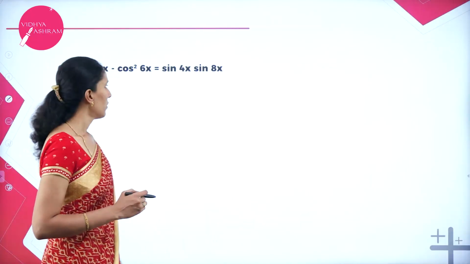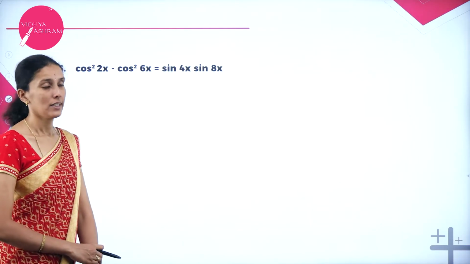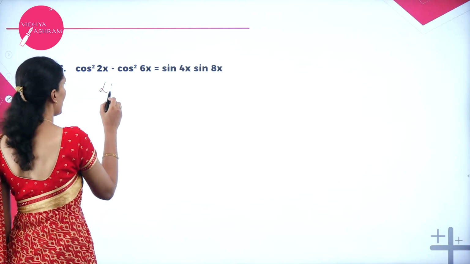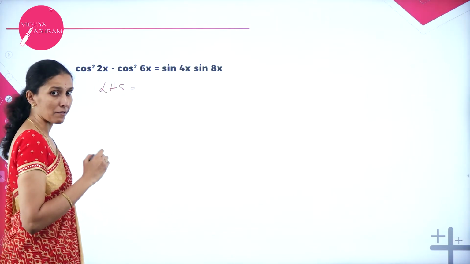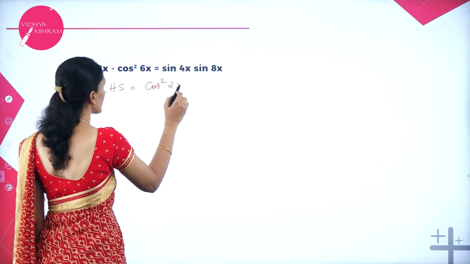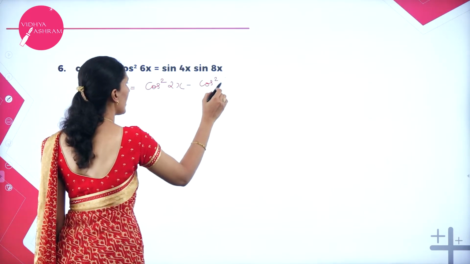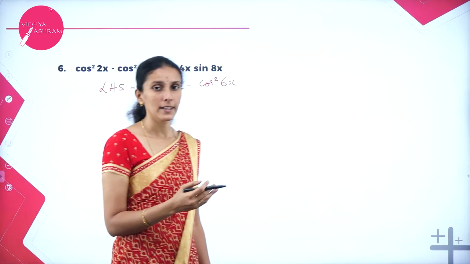Next problem, we have cos square 2x minus cos square 6x. First let me consider my LHS part, and that is equal to sin 4x sin 8x. I have to prove this now. So my LHS part is cos square 2x minus cos square 6x. I don't know any transformation formula when it is in the square form.